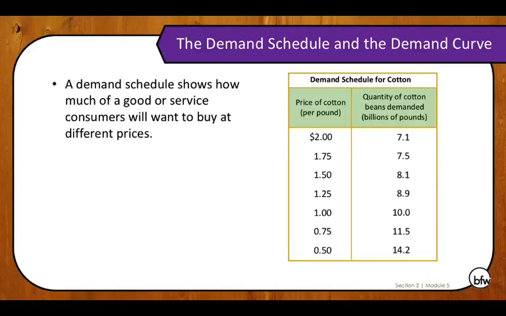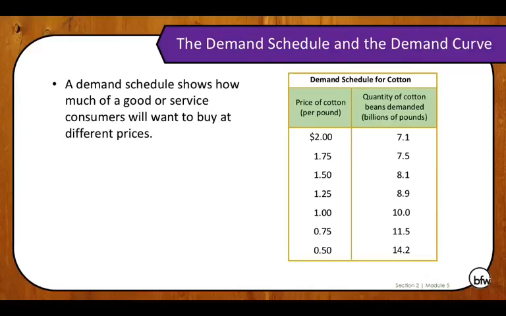So you'll notice here that as the price per pound of cotton rises, the quantity of cotton that will be purchased in the market goes down. At 50 cents, 4.2 billion pounds of cotton will be purchased. At 75 cents a pound, only 11.5 billion pounds of cotton will be purchased. And if we go all the way up to $2 per pound, we see that only 7.1 billion pounds of cotton will actually be purchased.